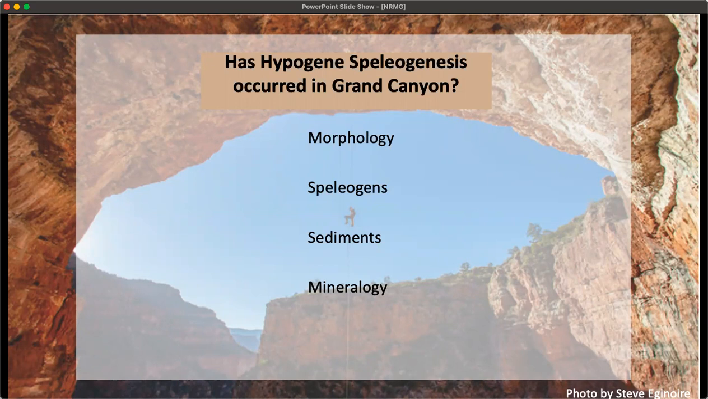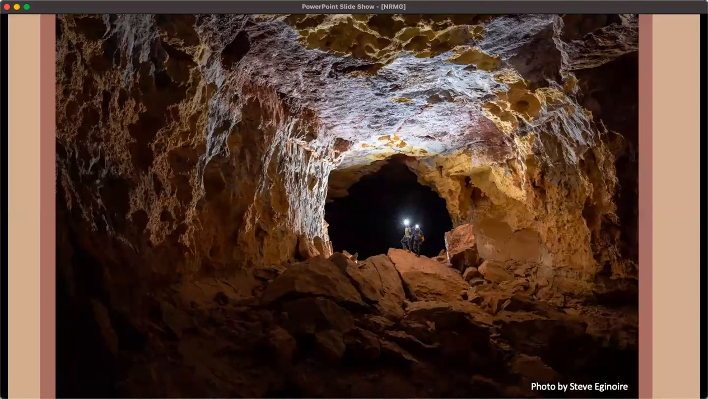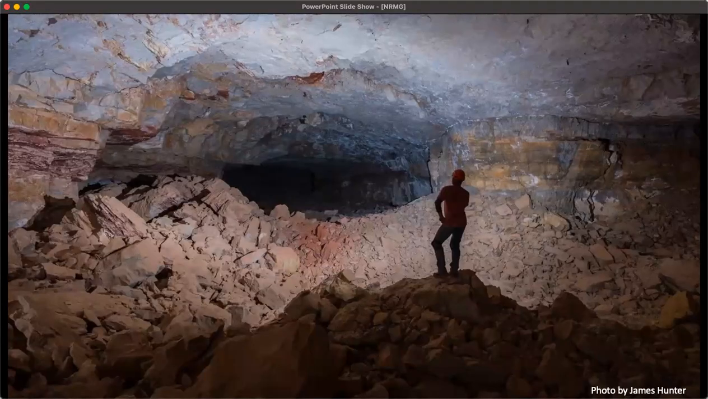We use a variety of approaches to answer my first question: has hypogene speleogenesis occurred in Grand Canyon, which includes morphology, speleogen development, sediment characterization, and minerals, since hypogene caves do have distinct morphologies and minerals which have been described in other cave systems. So right off the bat, looking at morphology, the passages are really big. These are big phreatic borehole or tube-shaped passages. The shape of the cave system can help us understand the conditions under which it was formed. In this case, these types of passages are formed in the phreatic zone, underwater. We also have large lens-shaped passages, and even the smaller passages in the cave have the same sort of size, which again contributes to the phreatic nature of the cave.